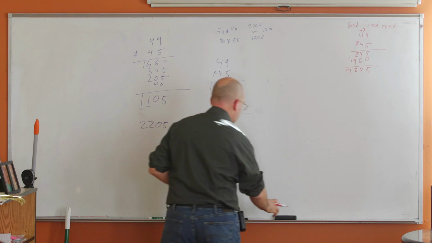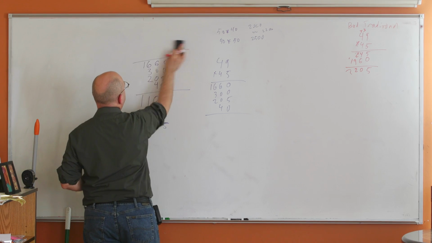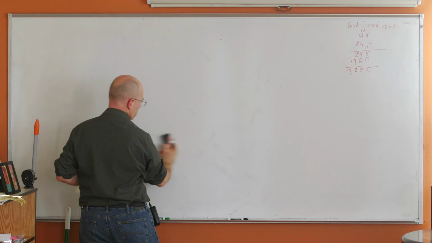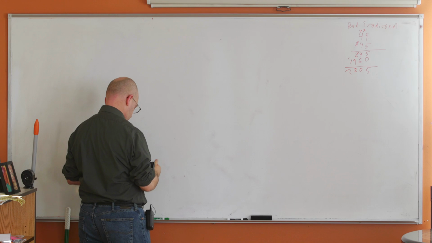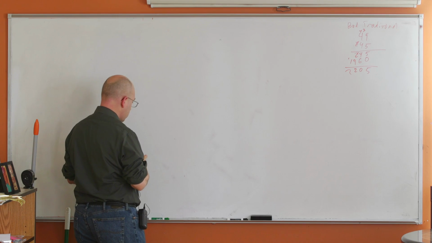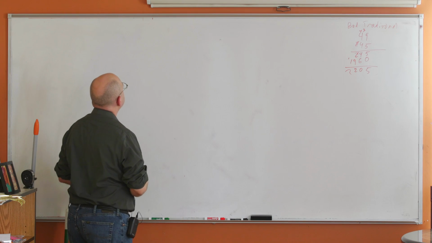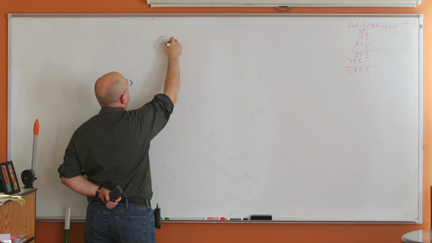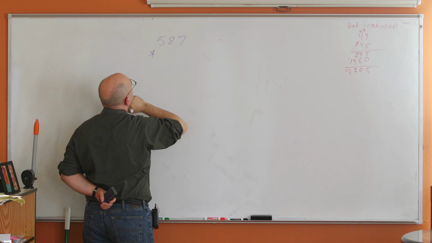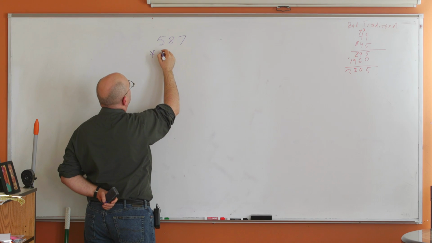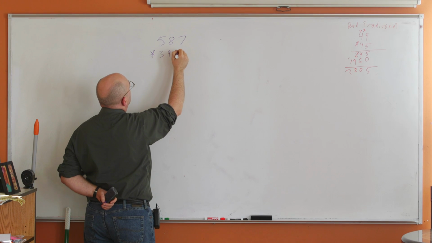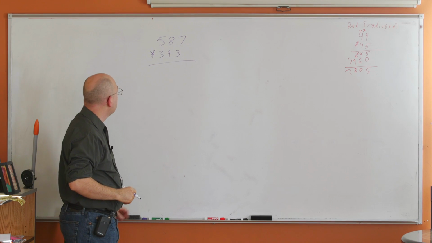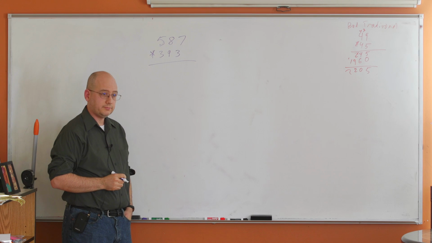Alrighty. Let's try another one. 587 times, I don't know, 393 times that. All right, how many digits in my answer? 6.